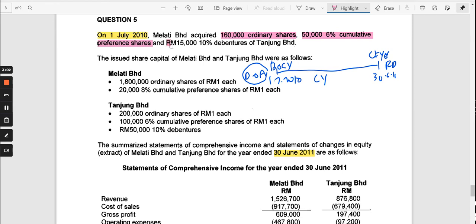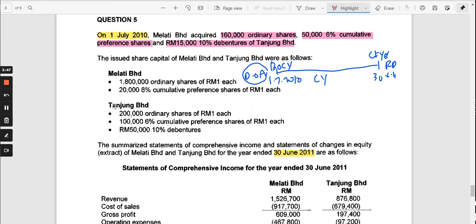At the same time, the 10% debentures of Tanjung were also acquired. So Tanjung is the subsidiary company and Melati is the parent. Here you have the issued share capital of Melati Berhad and Tanjung Berhad. 1.8 million ordinary shares of 1 ringgit each is the one in the subsidiary. Don't get the one in the subsidiary mixed up with the one in the parent. The parent has 20,000 8% cumulative preference shares as well.